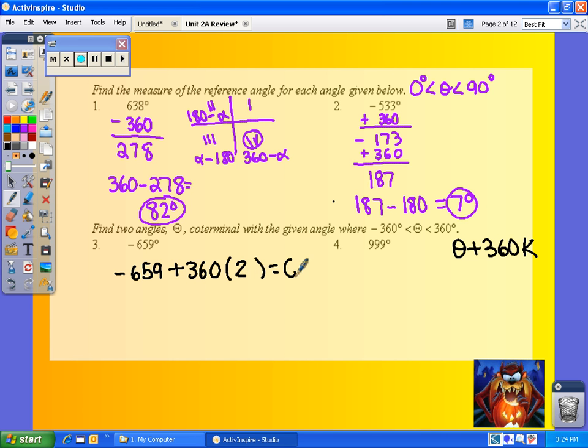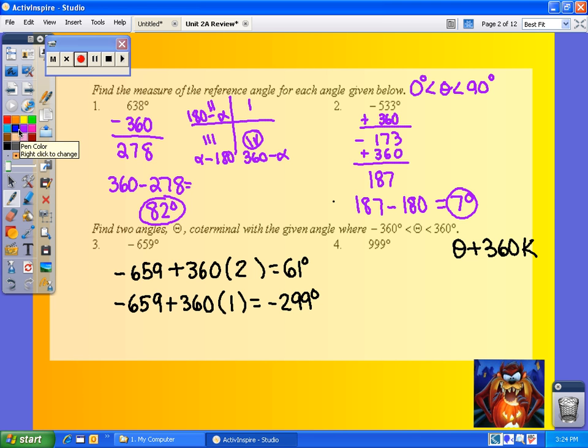This gives me 61. That falls between negative 360 and 360, so that's good. Then I'll try again. Negative 659 plus 360 times, let's try 1 and see what happens. That's negative 299. That's between negative 360 and 360, so I'm done. Make sure that you follow the directions. Most of the time, coterminals don't ask for boundaries. But since this one did, make sure that your numbers are not too big and not too small.